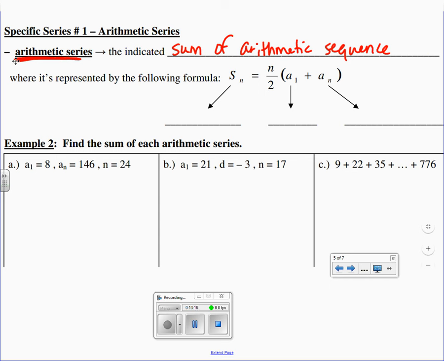Okay, what does S stand for? Sum. Okay, S stands for sum. So we have a new formula. You don't need to memorize it. It'll be on the board. Okay, so we have a new formula, sum.